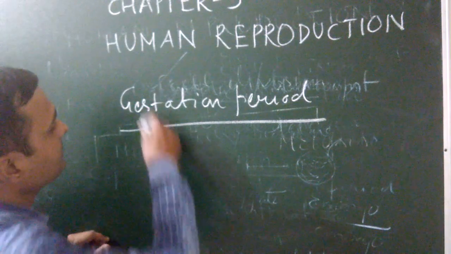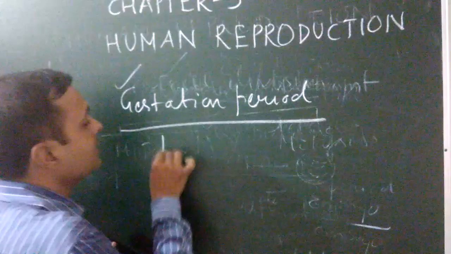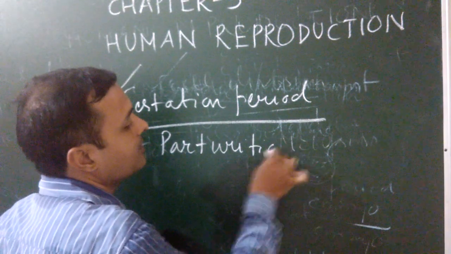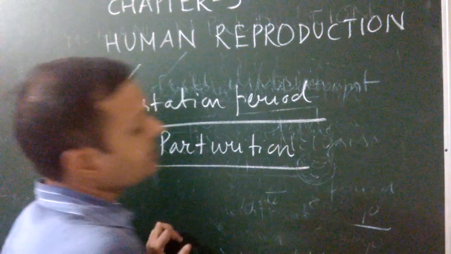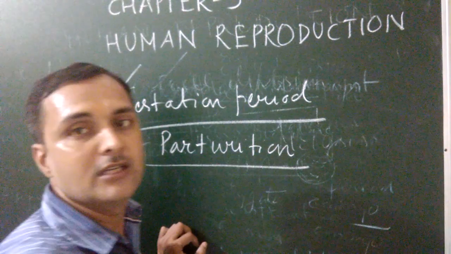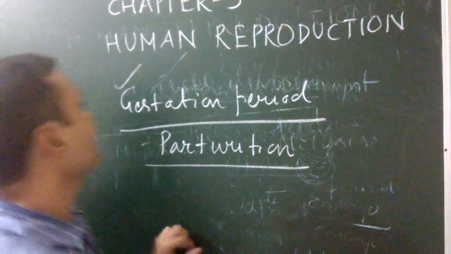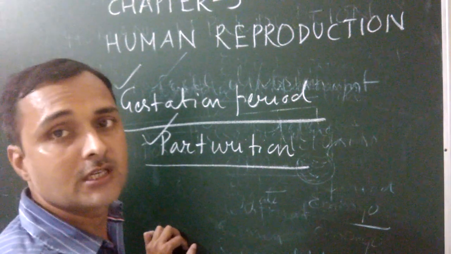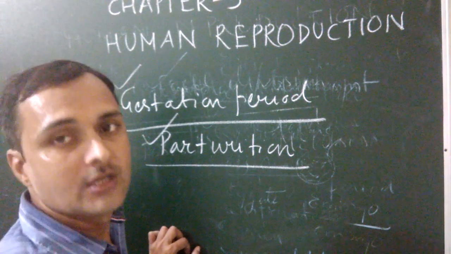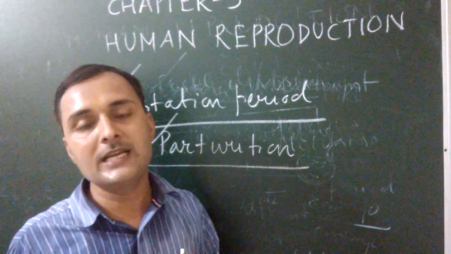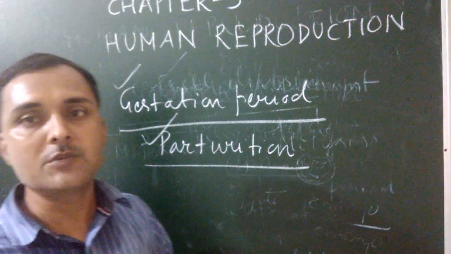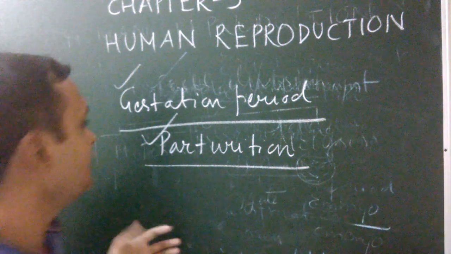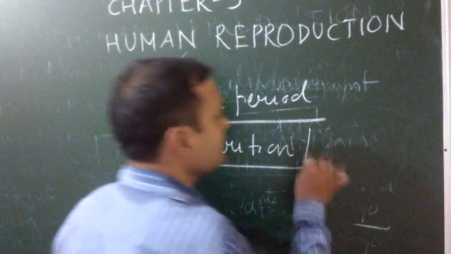Come to the next topic, that is parturition. Parturition, also known as childbirth. The process of expelling the new young one from the female's body when the gestation period is over is known as parturition. Once again, what do you mean by parturition? The process of expelling the new young one from the female's body when the gestation period is over is known as parturition. It is also known as childbirth.